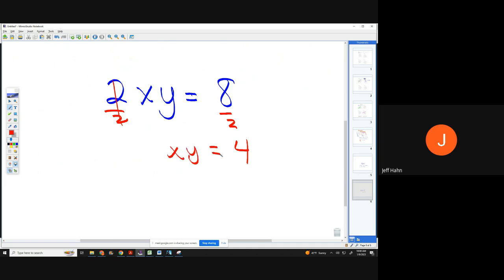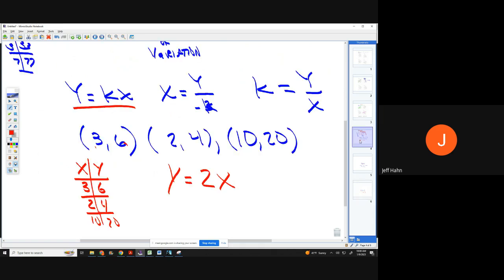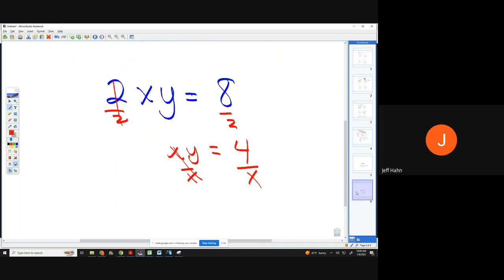If I'm getting rid of the x, I would have to do what, David? Divide by x, divide by x. Can direct variation be y equals 4 over x? Going back to our other equation, Deb, do you see any place where the constant is over x? Nope, nope, and nope. This would not be true.